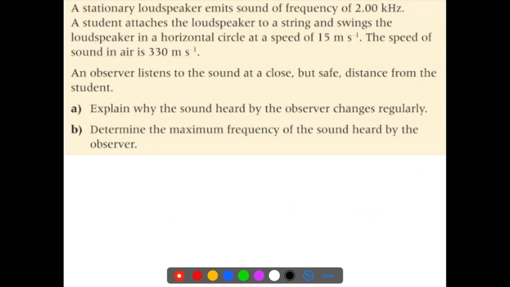All right, so picture, we need a picture. Here is said student. The student has a string. On this string, they've got the speaker. This is the speaker which is creating sound.